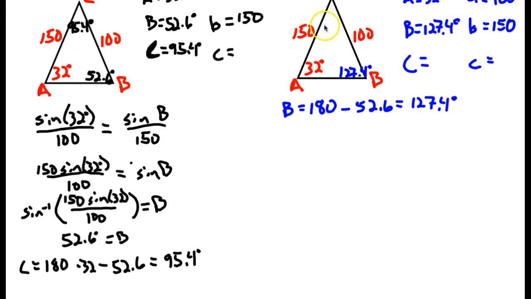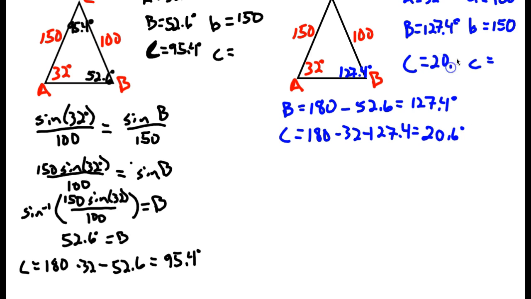All right, we can do the same thing over here for angle C. So we can say C is 180 minus 32 minus 127.4. And what is that? 20.6. So angle C is 20.6 degrees. I'll put that on the picture as well.